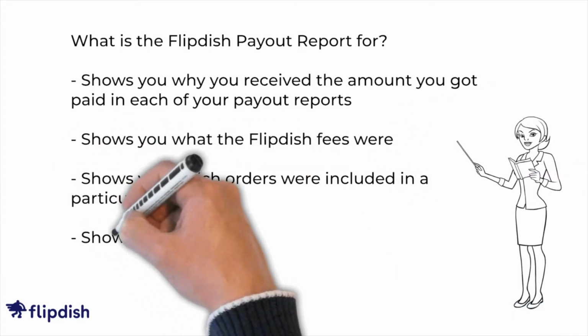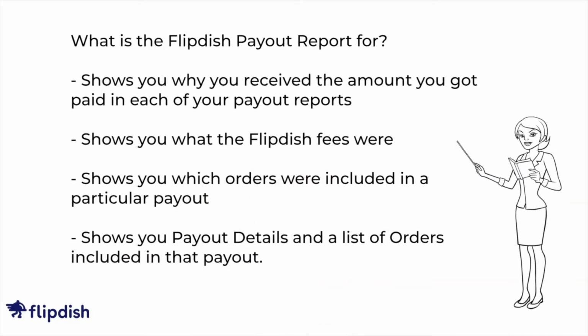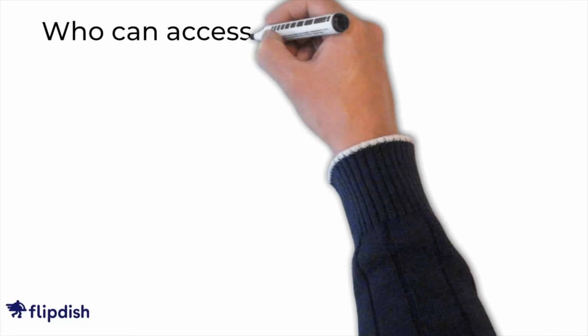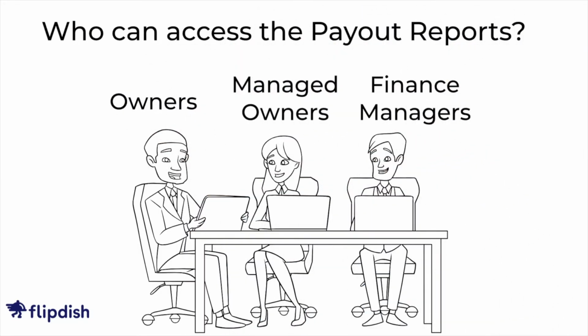You can look at payout details and see a list of orders included in that payout. Same goes for chargebacks, refunds, and other charges like Flipdish Managed Marketing. Please note that these reports are only visible to owners, managed owners, and finance managers.